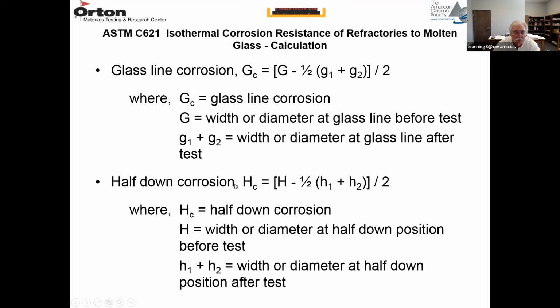Half down corrosion, HC, is the half down corrosion thickness. H is the initial width or diameter at the half down position before the test. Then H1 and H2 are the two measurements I showed, the thickness of the sample at the half down position. So you can calculate GC and HC.